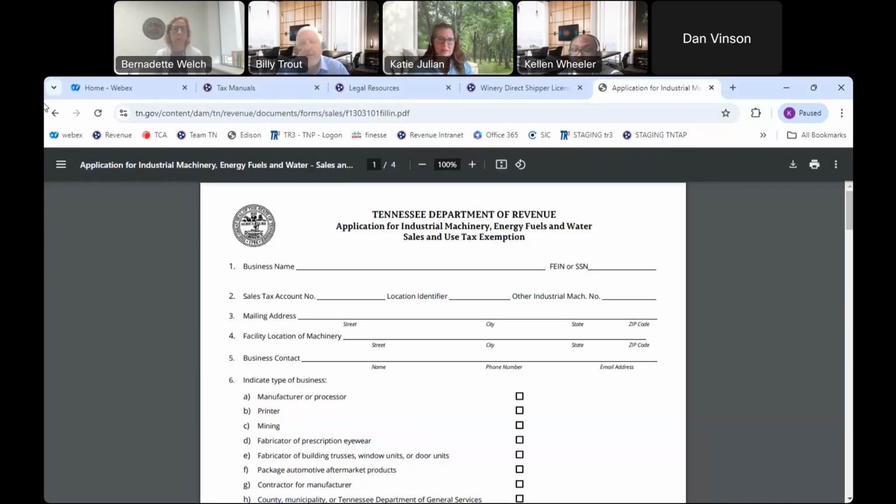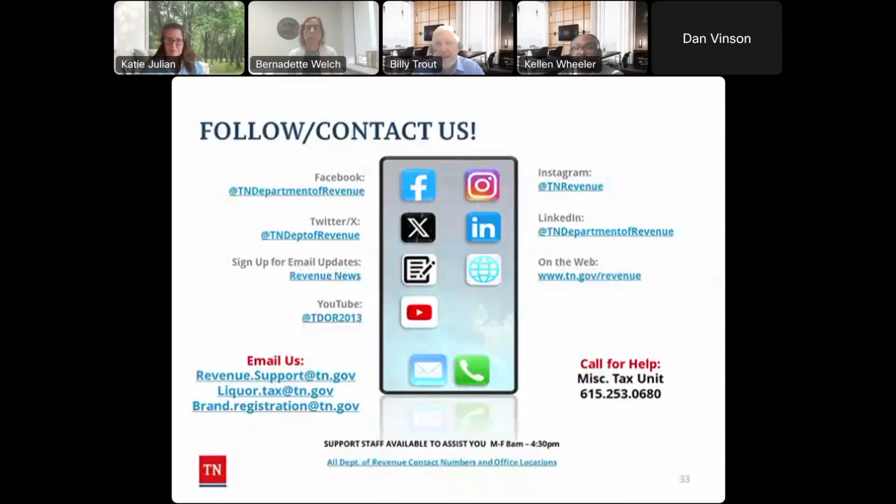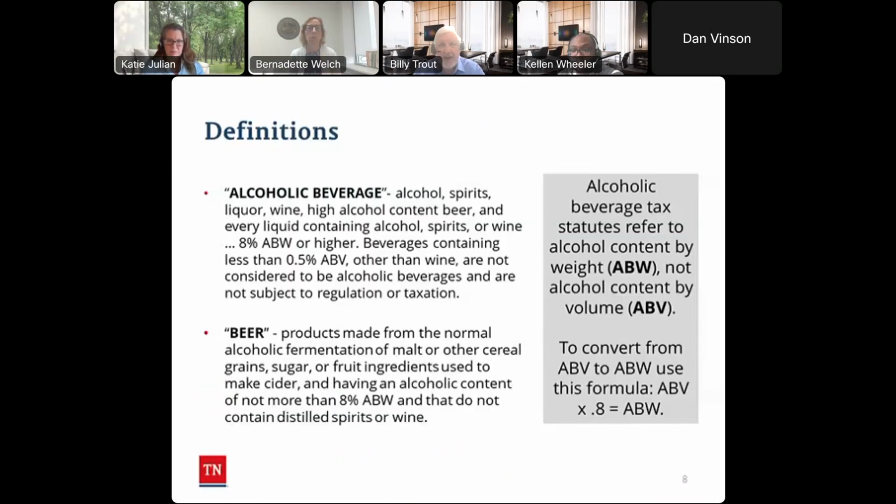And James, what you'll want to do is fill this out and then scan it and then email it to us at revenue.support@tn.gov instead of sending it in through the regular mail. We'll get it a little quicker and we can work it faster that way for you. So we appreciate the fact that folks can email these application forms to us because we can get to it a little quicker.